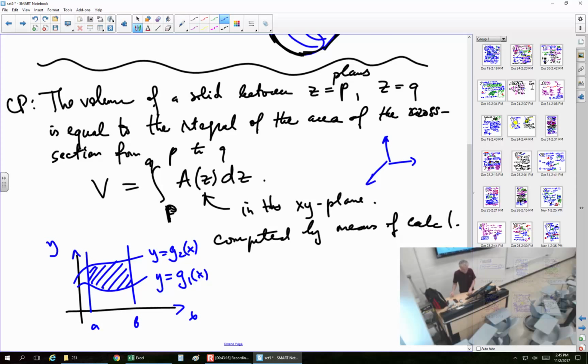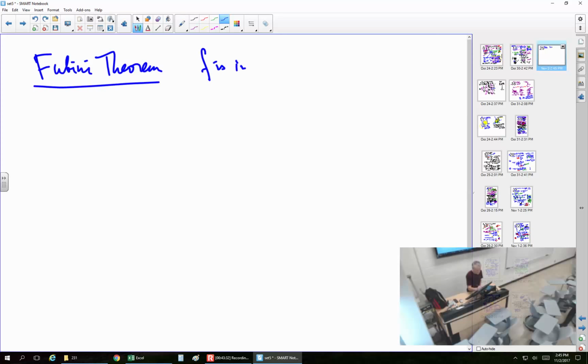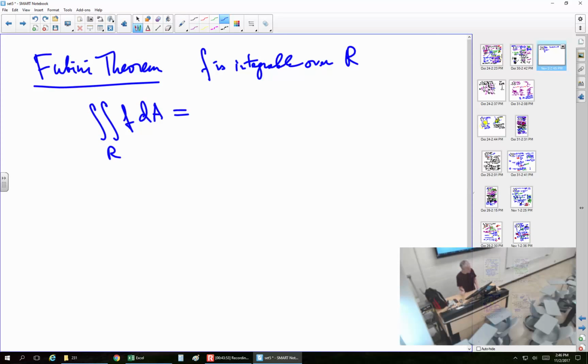So the other difference is that with Fubini's theorem we usually integrate something. So Fubini's theorem: f is integrable over some region R in the plane, which is to be specified, and we want to compute this integral of f, the double integral over R, dA. Okay, and then it is equal to the integral we already saw in that example.